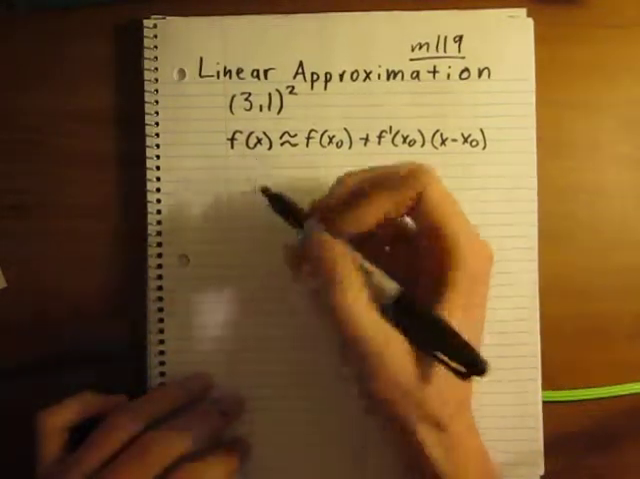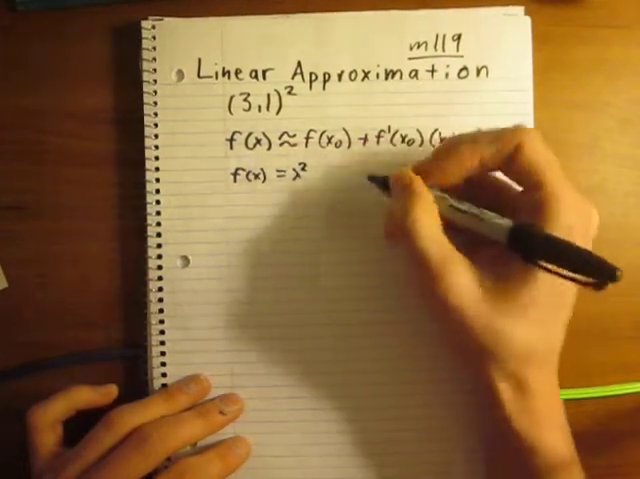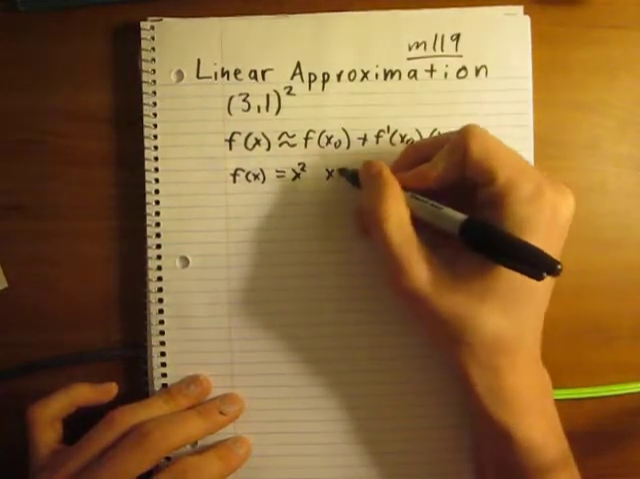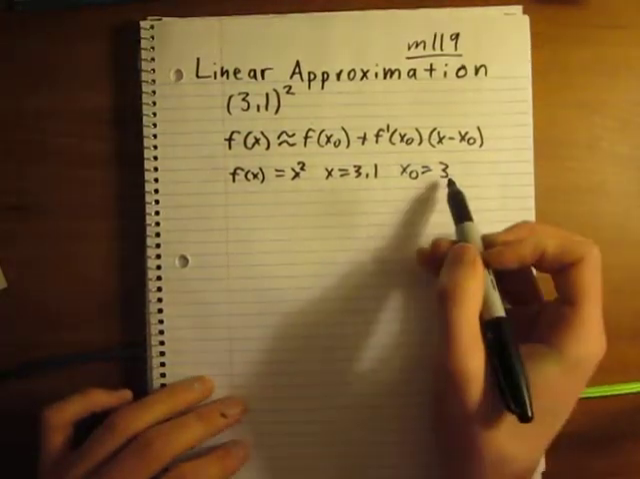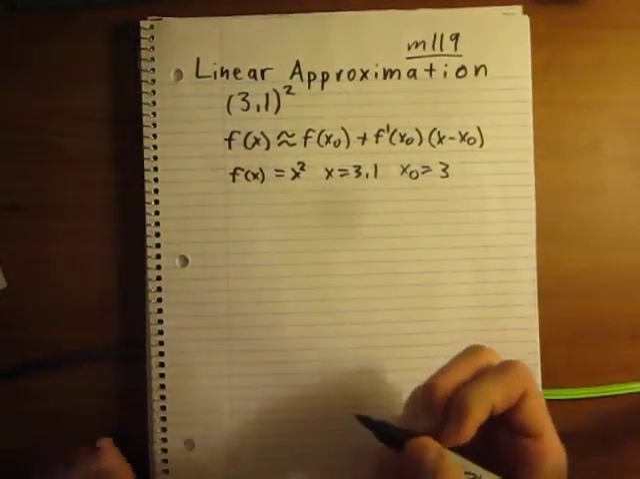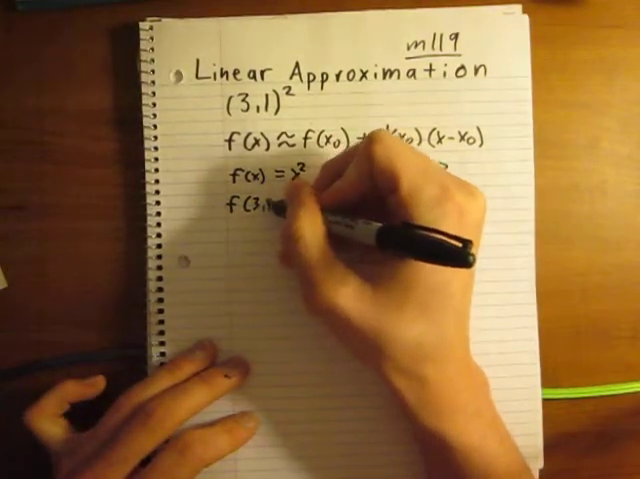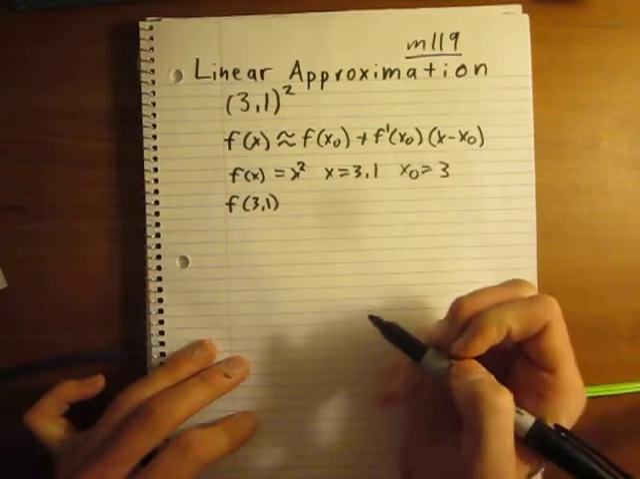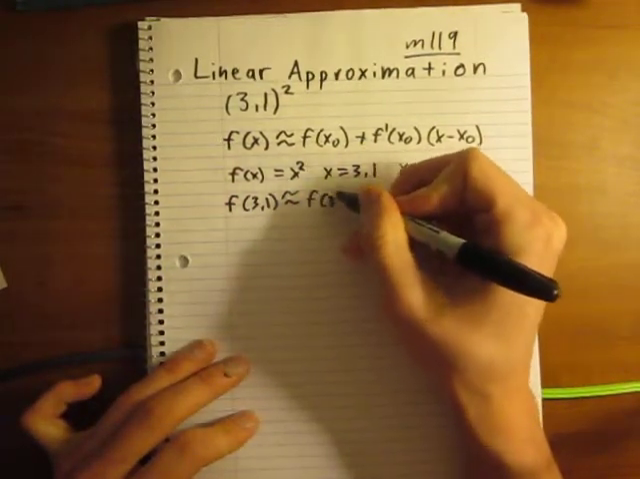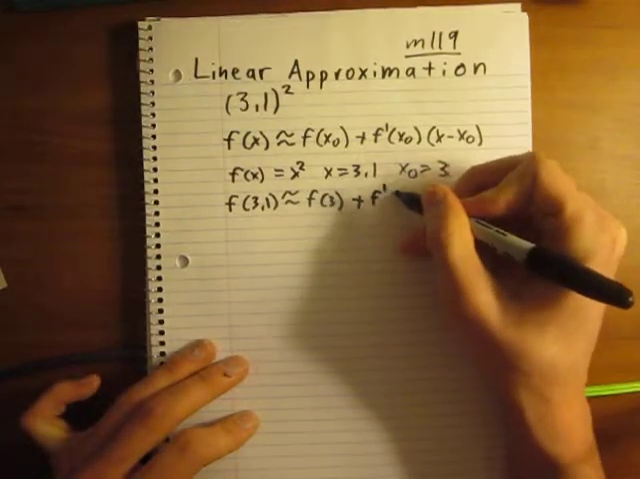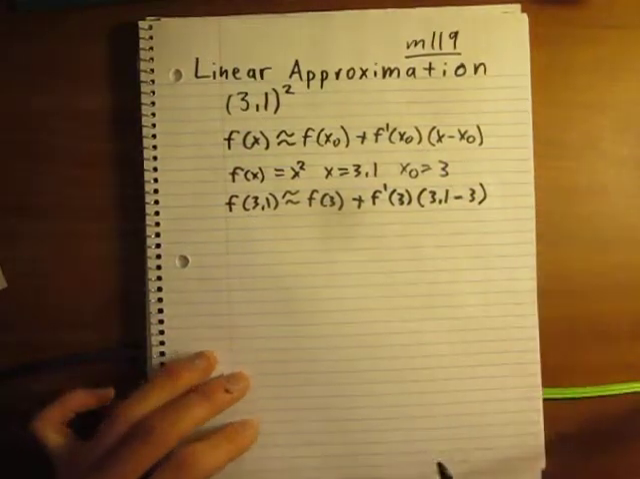So in this case, we're going to say that f of x equals x squared, x equals 3.1, and x sub 0 equals 3. 3 is close to 3.1, so it'll provide a good estimate. So, f of 3.1, which is the 3.1 squared that we're trying to find, is approximately equal to f of 3 plus f prime of 3 times 3.1 minus 3.